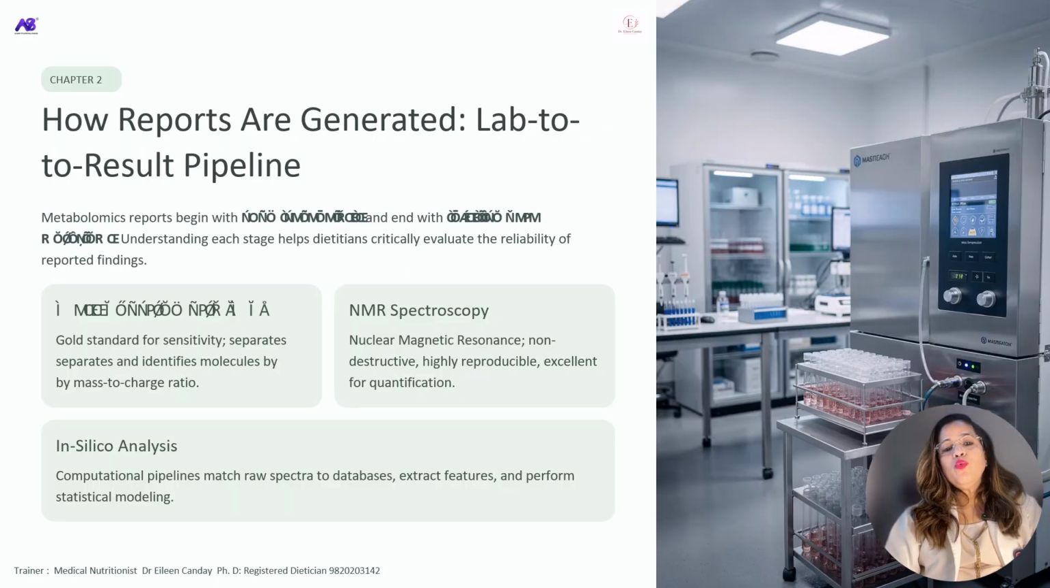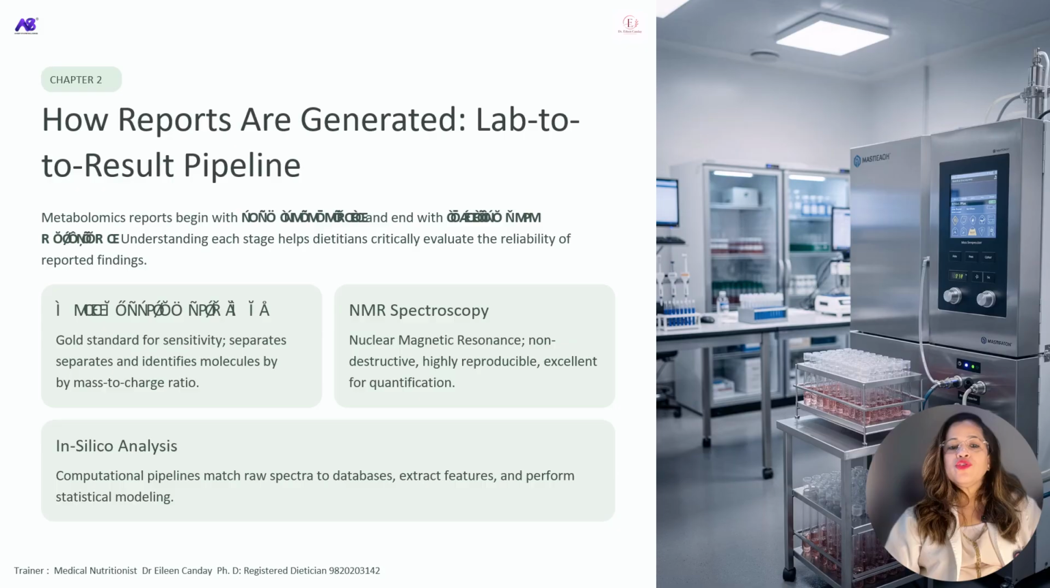Also, there are two main analytic techniques. I just thought it would be a good idea to tell you which analytic techniques are used. One is mass spectrometry. Maybe we don't really need to know the details of it, but this is just for knowledge. And the other one is NMR spectrometry. This is how the lab analysis happens.